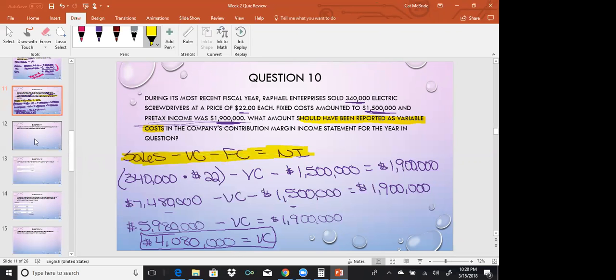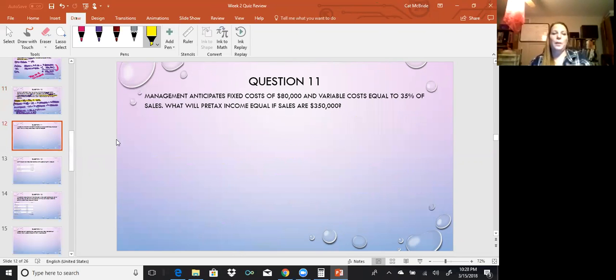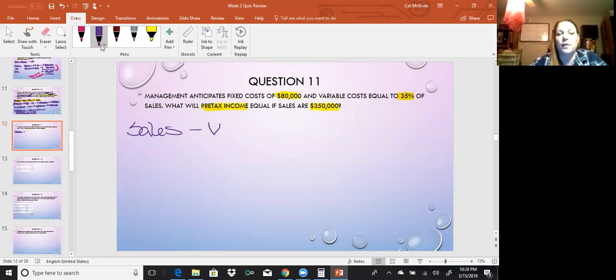Now we're going to use some information that we already know to make a different decision. Management anticipates fixed cost of 80,000 and variable cost equal to 35% of sales. We want to know what will be our pre-tax income if sales are $350,000. It's still the same formula: sales minus variable costs minus fixed costs equals income.